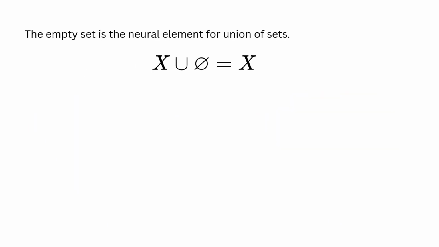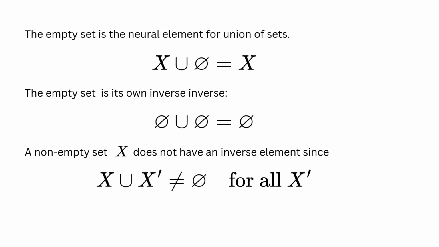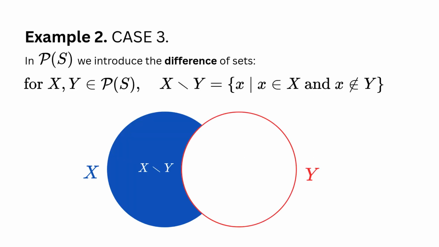The operation has a neutral element, which is the empty set. Besides the neutral element, no other set has an inverse since the union of a non-empty set with any set cannot be empty.